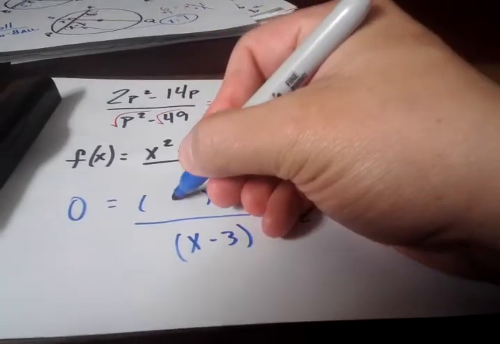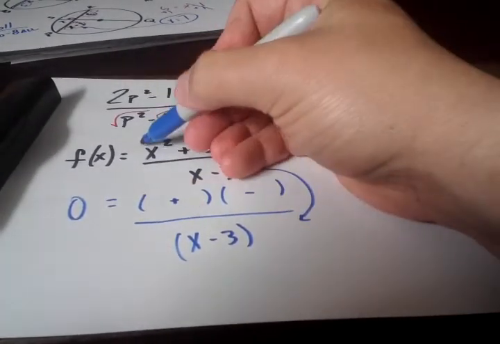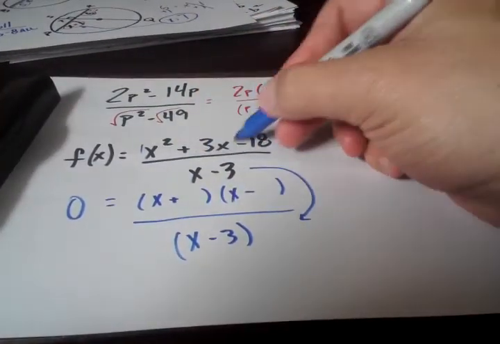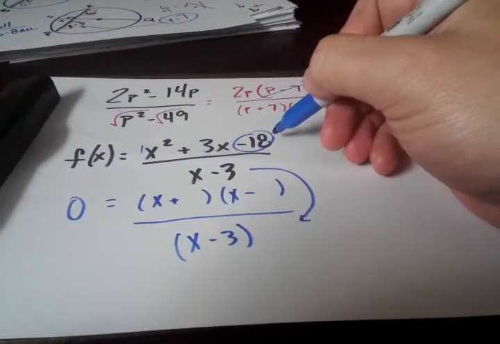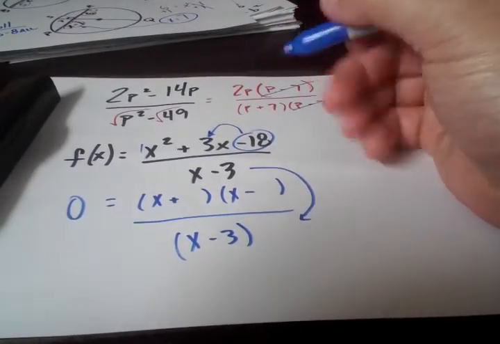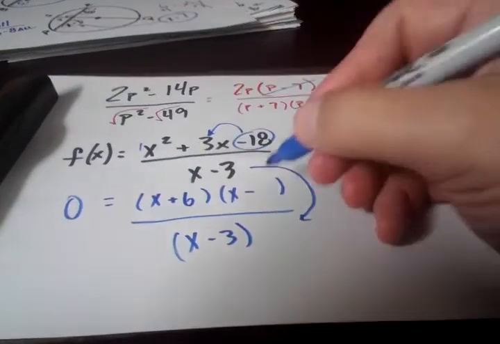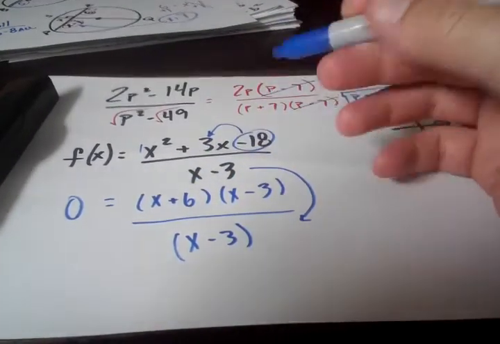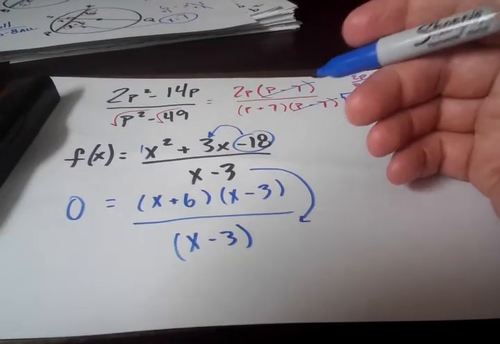Plus minus is plus minus. Since a is 1, our first term is x and x. And now we need the factors of negative 18 that add to 3. I'm thinking positive 6 and negative 3. Yeah, 6 times negative 3 is negative 18. 6 minus 3 is a positive 3.